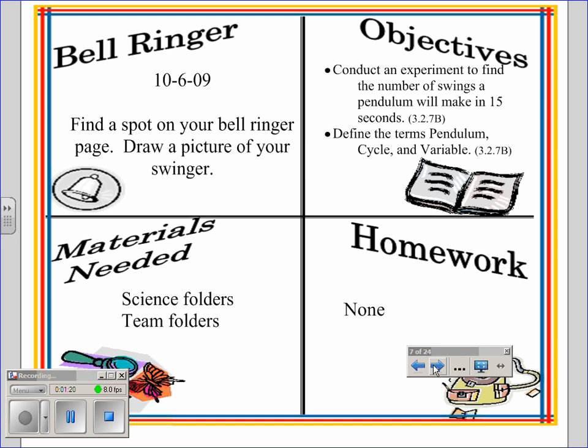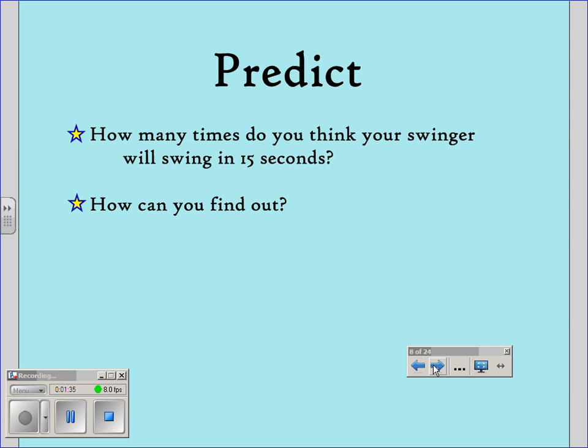The next day in class, we started to use our swingers for an experiment. We conducted an experiment to find the number of swings a pendulum will make in 15 seconds. And we defined some terms: pendulum, cycle, and variable. No homework. First thing I asked the class to do is predict how many times you think your swinger will swing in 15 seconds. And we set up an experiment to find out how. You can find that in the additional link to my page. You can see the swingers in action.